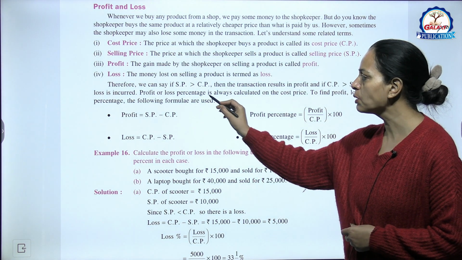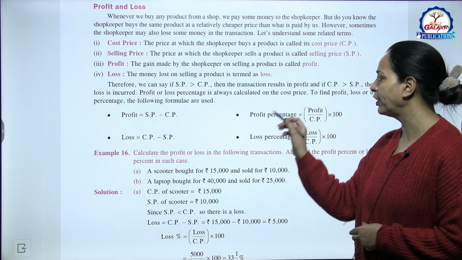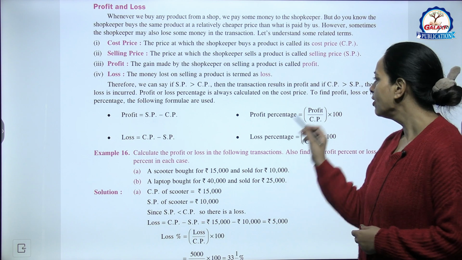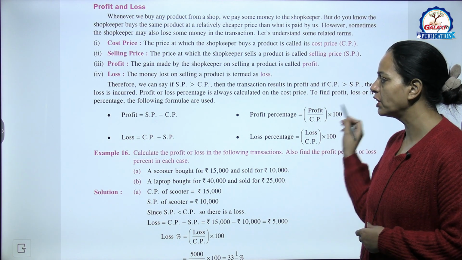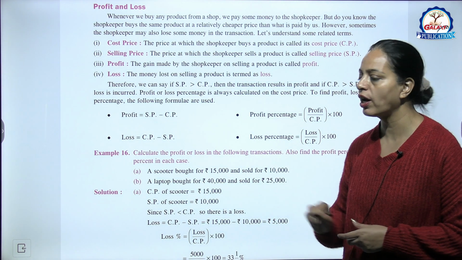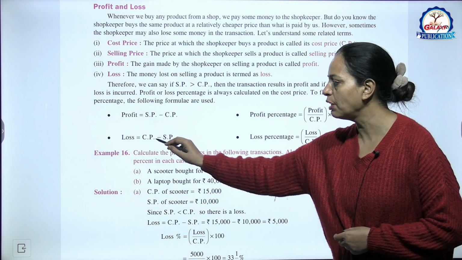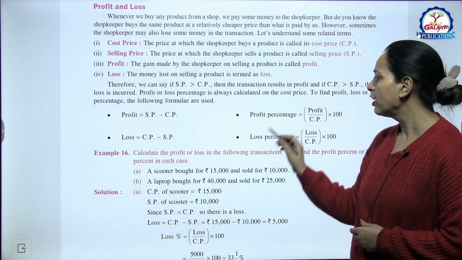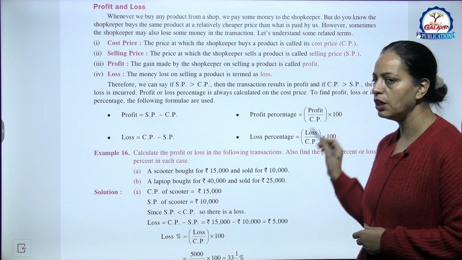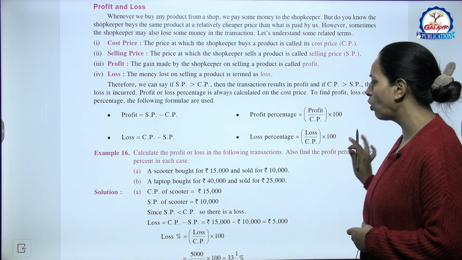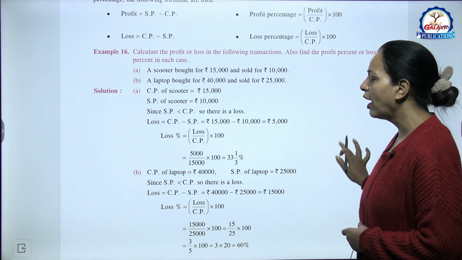Now profit or loss percentage is always calculated on CP, cost price. To find profit, loss or its percentage, the following formulas are used. Profit is SP minus CP, loss is CP minus SP. Now profit percent is profit upon CP into 100, loss percent is loss upon CP into 100.